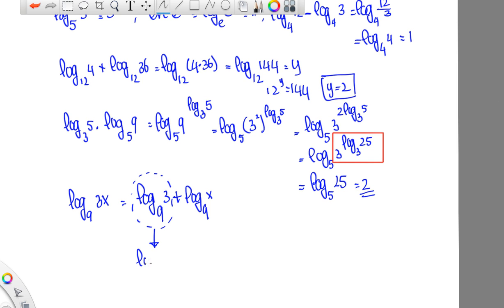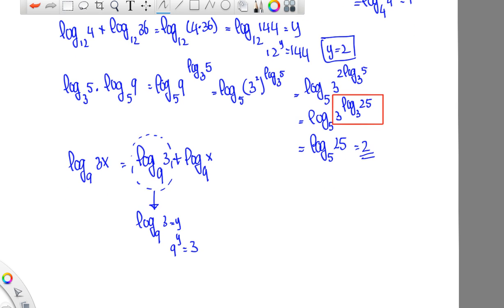Because if I just look at the log 9 of 3 and call that y, then that would be 9 to the exponent of y is supposed to be 3. Either you can see here that that means you took the square root, or you can write this as 3 squared, so this becomes 3 to the 2y is 3 to the first, so that means 2y is 1, so y is a half.